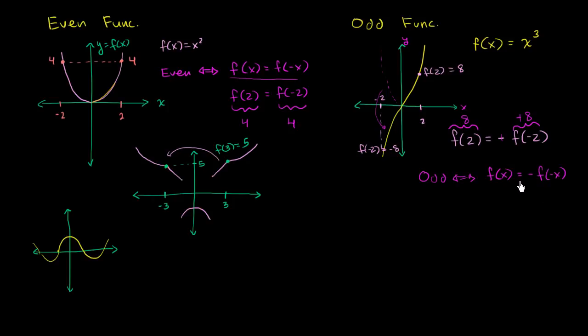Or you'll sometimes see it the other way. If you multiply both sides of this equation by negative 1, you would get negative f of x is equal to f of negative x. And sometimes you'll see it swapped around, where they'll say f of negative x is equal to negative f of x. I just swapped these two sides. And so let me draw you some more odd functions.